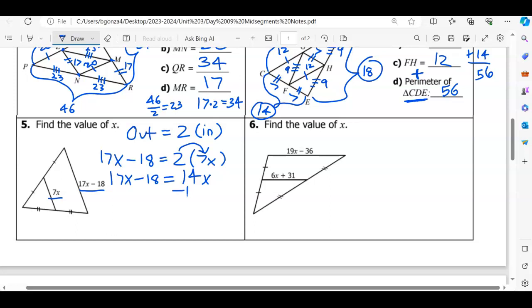Now this is going to be weird, but it's okay. Minus 14x, minus 14x. 17 minus 14 is 3x. Bring down minus 18, bring down equals. Now look, what is 14x minus 14x going to give you? Not x. The x is gone too.